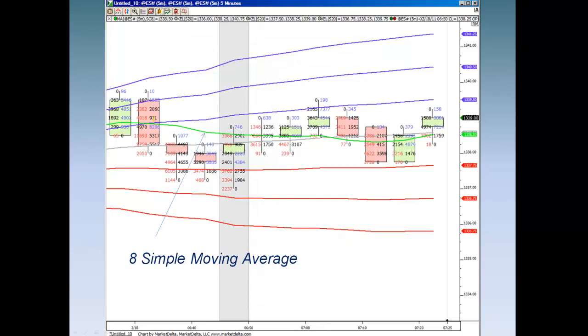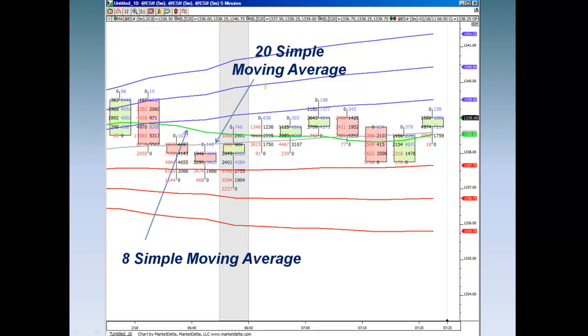Next, I'm going to add my 8 simple moving average, and it is this light green line that you see here on the chart. And don't forget that we also have another moving average, the 20 simple moving average, and this is built in to our Keltner. It is the midline. Don't lose sight of the fact that this is my 20 simple moving average. So now I have 2 simple moving averages on my chart plus 3 Keltners.